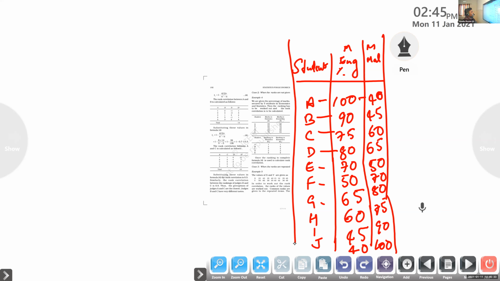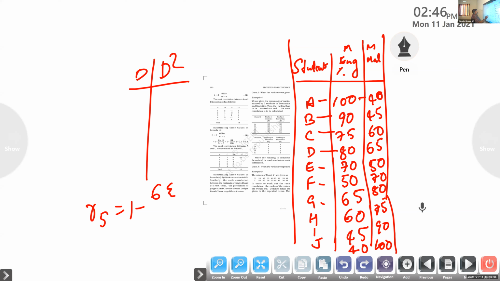So what do I want to do first here? Find out the ranks and prepare a column. Okay, after that we want to find out the deviation between these two ranks, the d values and d square values. Finally, apply that into this equation: Rs is equal to 1 minus 6 sigma d square divided by n cube minus n.